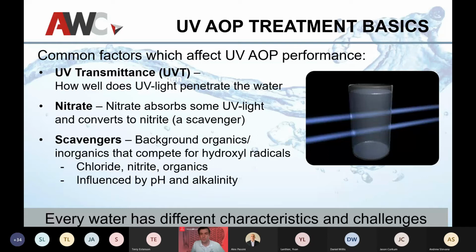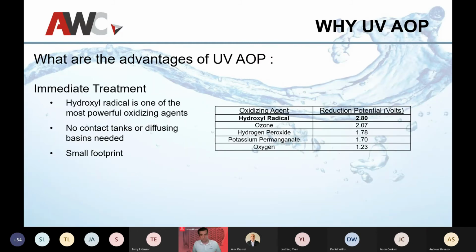So the important thing to remember here is that every water has different characteristics and challenges. These factors are different in different waters, even in a small geographic area. So it's important to understand the type of water that we want to treat and what is in that water before proceeding to a full-scale design.